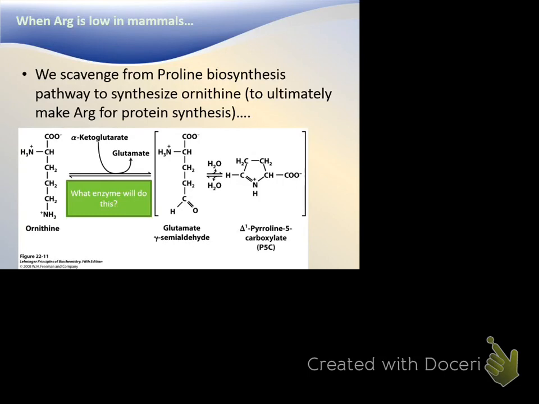It utilizes an alpha-ketoglutarate and a glutamate as the other ping to the pong or pong to the ping. It's an aminotransferase. This is ornithine aminotransferase. Except, why do you suppose it says delta? What does the delta mean?